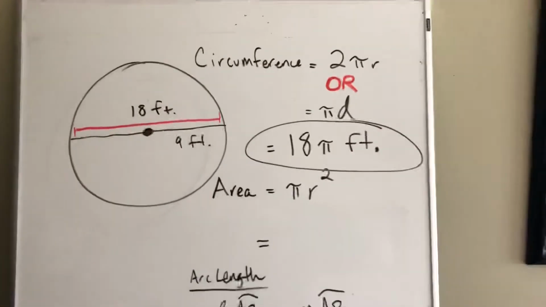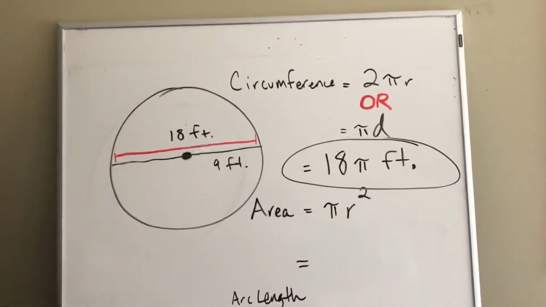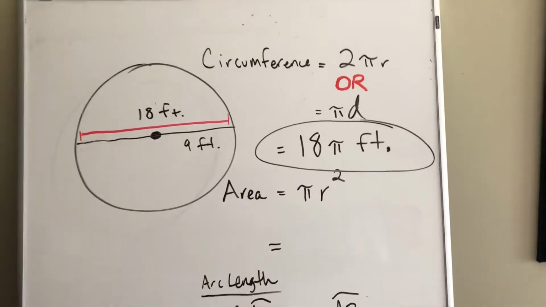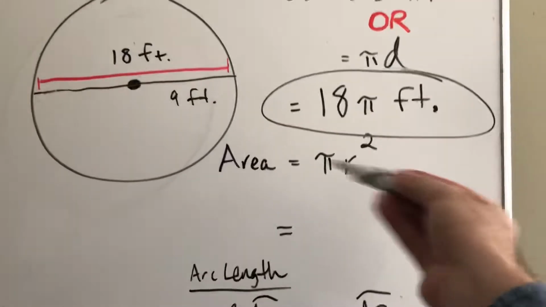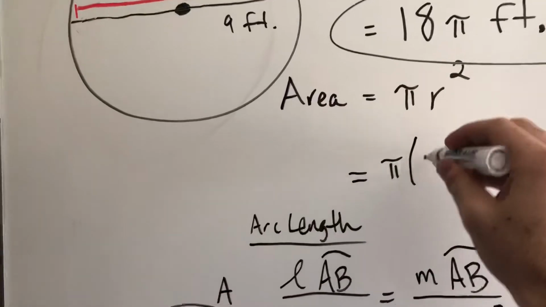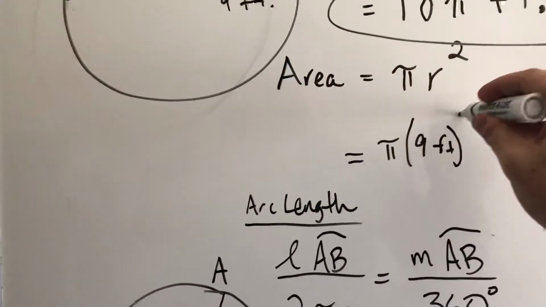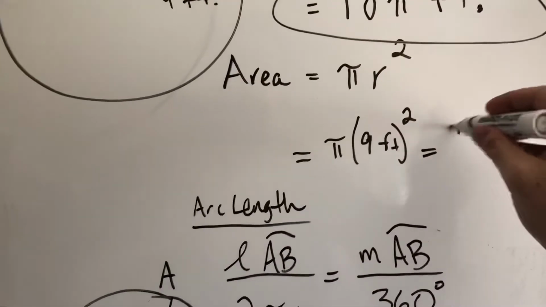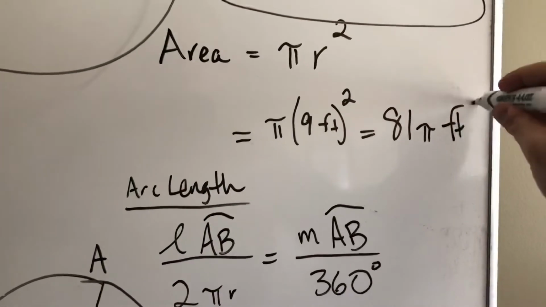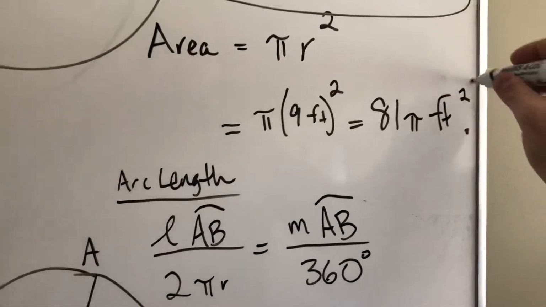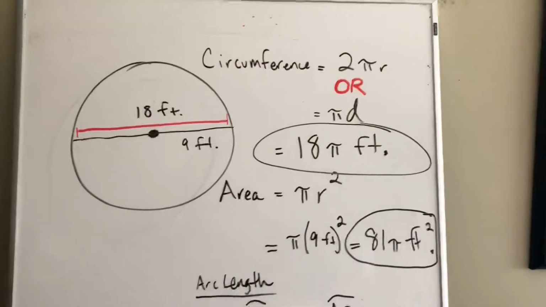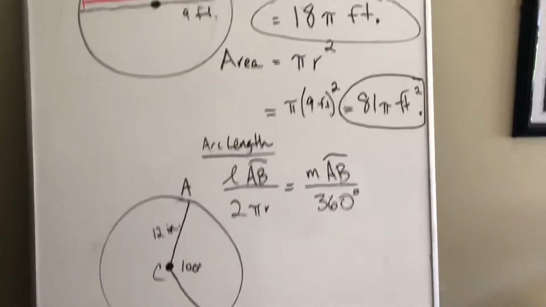Now area, there's no formula that's calculated using diameter, so you do need to know the radius. Since we know the radius is 9 feet, exactly half of the diameter, I'm going to go ahead and plug that in. R squared at 9 is going to bring me up to 81. If I plug in 9 feet and I square it, that's going to bring me up to 81 pi feet squared. So you've got to get your units right on that one. Okay, let's look at a second example here.